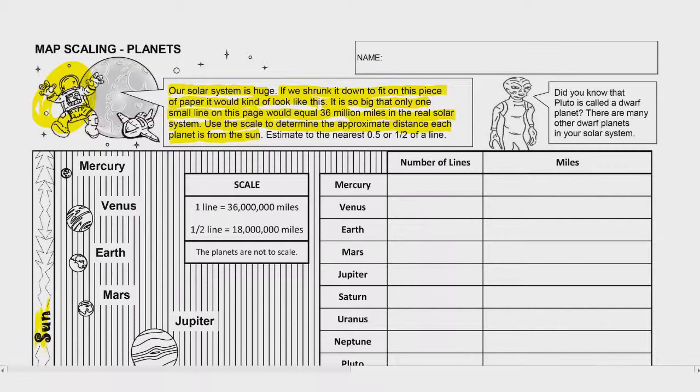Well, here's the sun right here, and here are the planets, so we need to calculate the distance. All right, so basically all we're doing is counting lines and then using the scale right here, where one line equals 36 million miles. Estimate to the nearest 0.5 or half of a line. So one line equals 36 million miles.